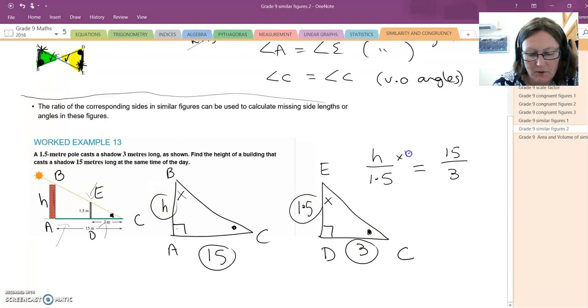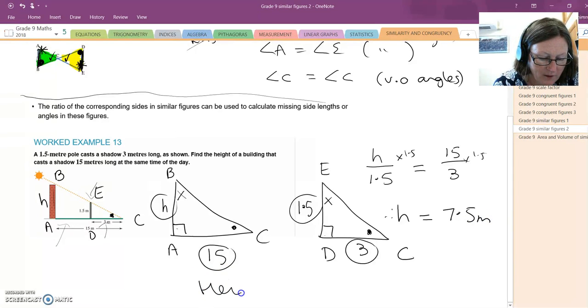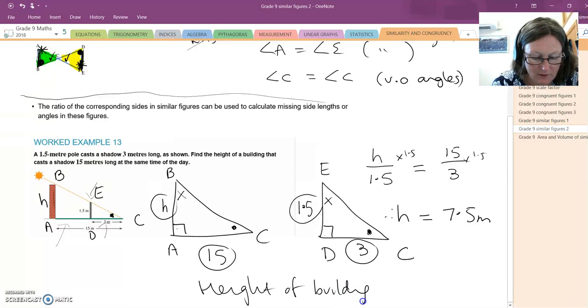So I'm going to times both sides by 1.5 to tell me that H is equal to 15 times 1.5 divided by 3, which is 7.5 metres. So the height of the building is 7.5.